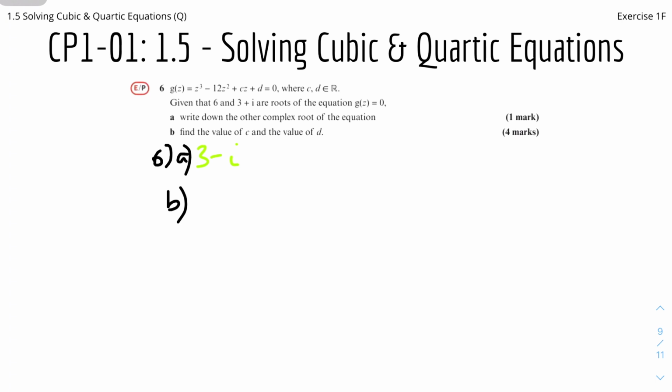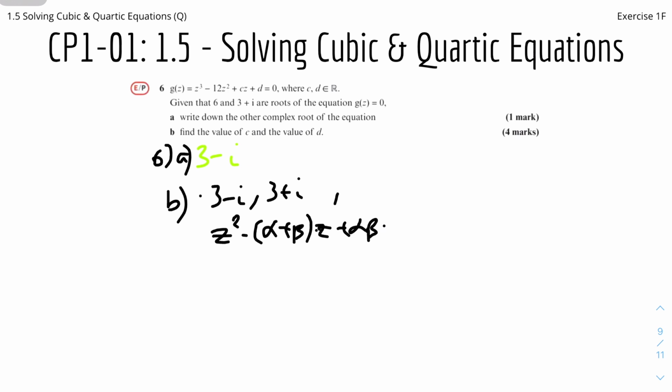Therefore, we can just multiply all these roots together, or make a cubic equation and compare it with the original equation. So I'm going to make a quadratic equation with the two complex roots first, 3 plus i and 3 minus i. We know that the quadratic equation with complex conjugate roots will be in the form z squared minus (alpha plus beta)z plus alpha beta equals 0.